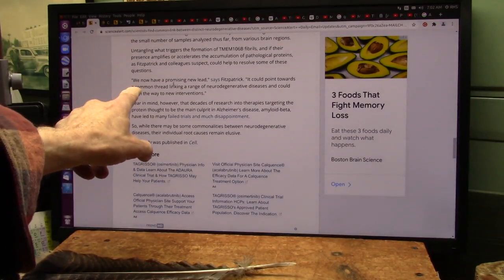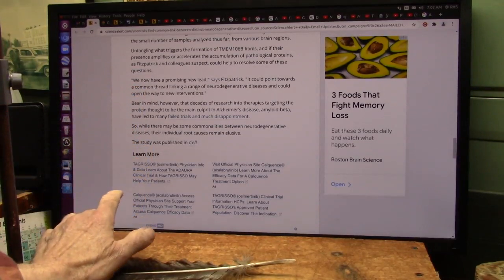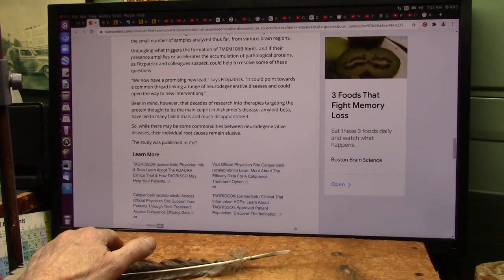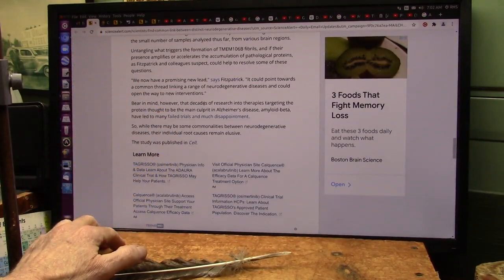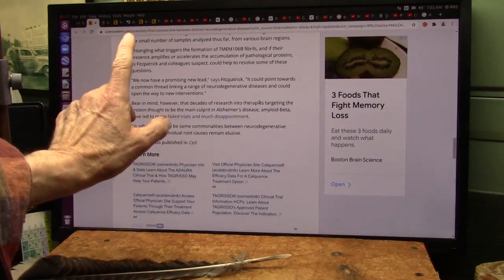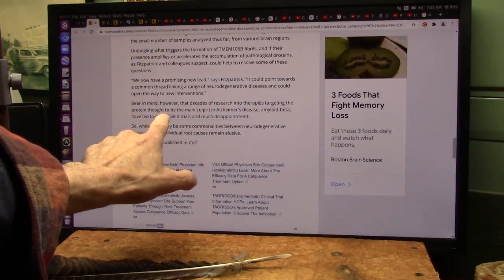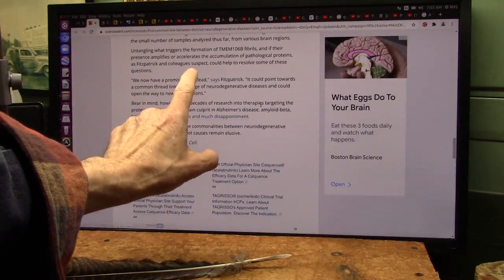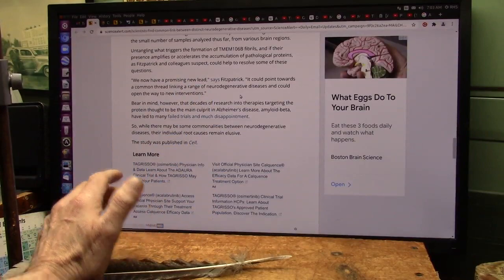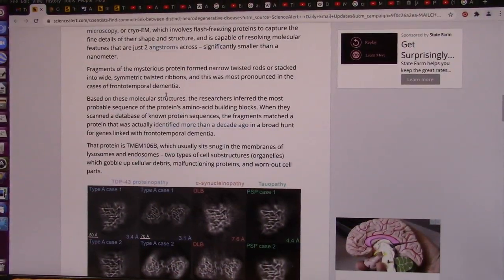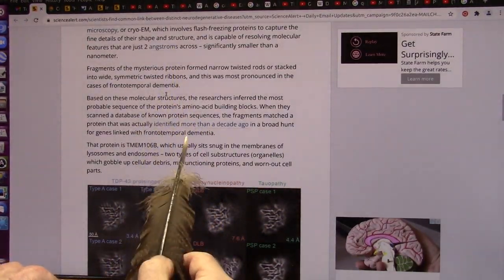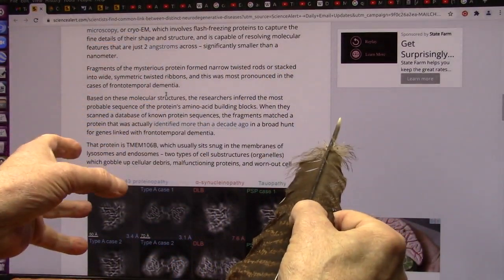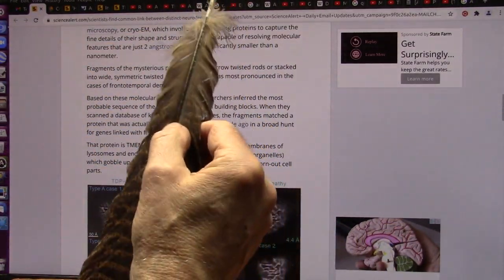Bear in mind, they realize we now have a promising new lead, this guy Fitzpatrick says. It could point towards a common thread linking a range of neurodegenerative diseases and could open the way to new interventions. Now listen to this. Bear in mind, however, decades of research into therapies targeting the protein thought to be the main culprit in Alzheimer's disease, amyloid beta, have led to many failed trials and much disappointment. They have never taken into account the bacteria. I'm serious. Now remember this, and remember it good. Every time they talk about proteins or enzymes or catalysts or molecular breakdown or molecular building, all done by bacteria.